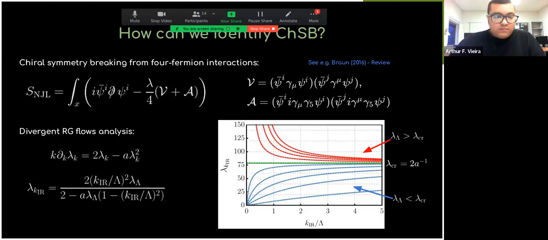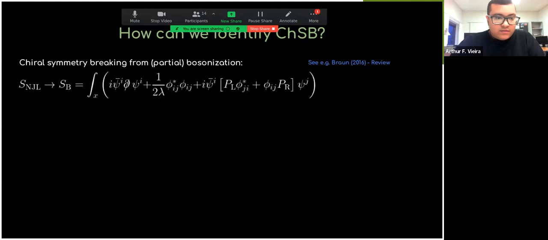But in order to study this from a different angle and to make this connection clearer as to why this is connected to chiral breaking, I would like to discuss this other picture, which is the partial bosonization of this system, which essentially means that we are trading a four-fermion interaction for a Yukawa-like interaction. And this procedure, which amounts to introducing at the level of the path integral additional complex scalar fields, allows us to connect this RG picture more directly with the spontaneous symmetry breaking picture.